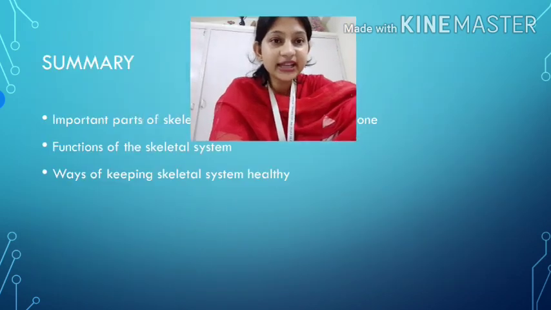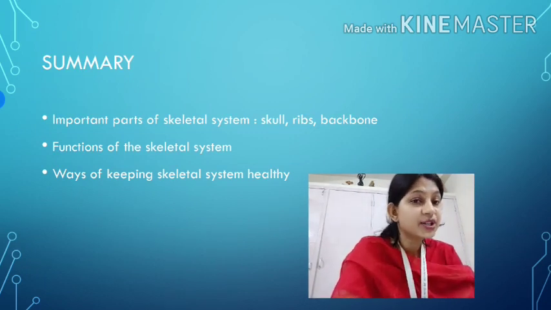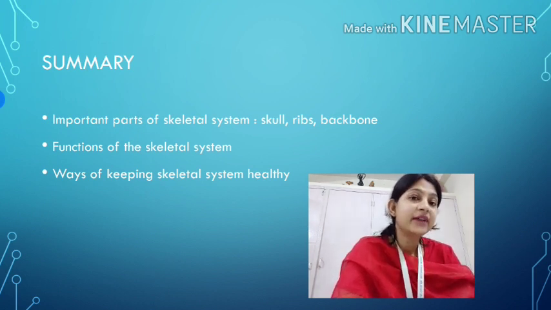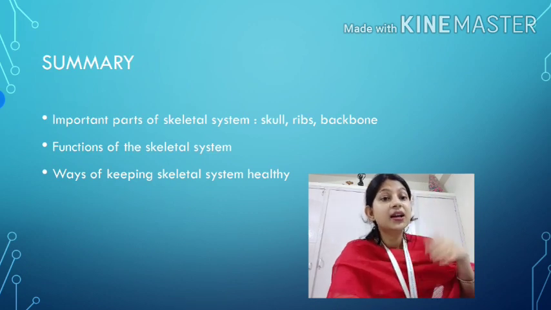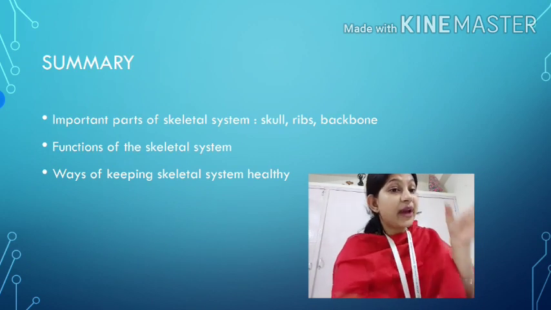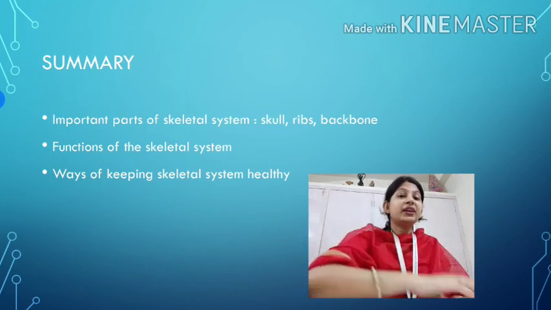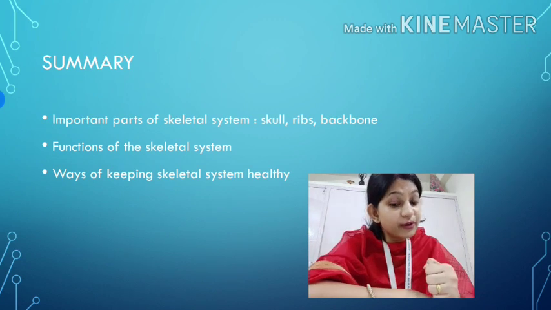Okay, and let's summarize the things which we have learned. We have learnt about the parts of the skeletal system, that is skull, ribs and bone. Then we have learnt about the functions of the skeletal system, how it protects our internal organs like the brain through the skull, the ribs protecting our heart and lungs, and our backbone keeping us erect. Yes, then we have learnt the various ways. Okay, one more thing, the skeletal system helps in movement of our body.